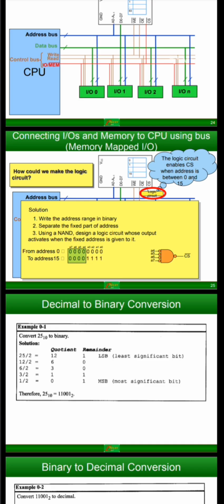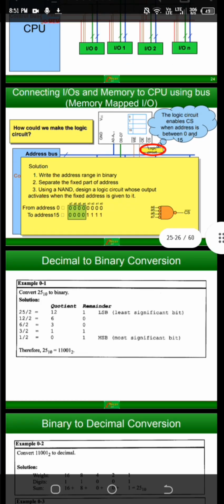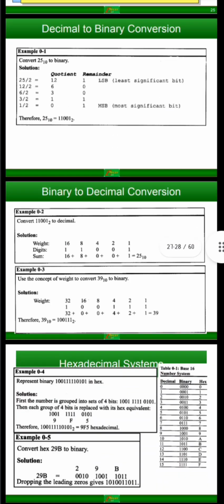Decimal to binary conversion: we have to convert the decimal number 25 to a binary number. We divide the decimal number by 2 repeatedly to convert it into binary, and the most significant bit, which will be the last bit, we will count from the most significant towards the least significant bit, so it will become 11001 when we go from bottom to top.